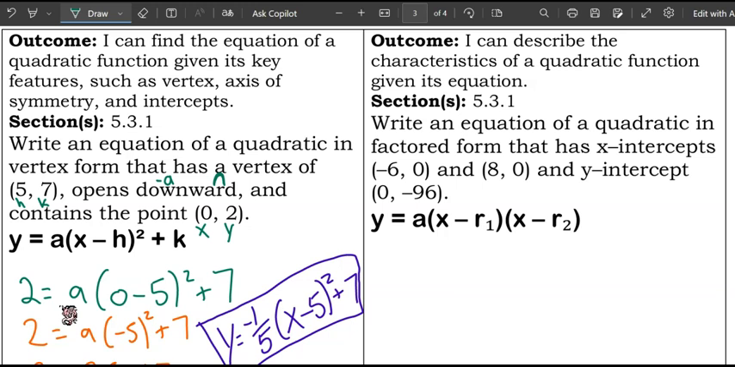Outcome: I could describe the characteristics of a quadratic function given its equation. Refer back to 5.3.1 for these. Write an equation of a quadratic in factored form that has x-intercepts (negative 6, 0) and (8, 0), and the y-intercept (0, negative 96).